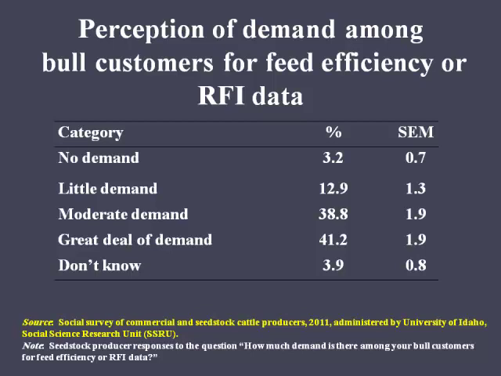You can see that this pattern is sort of reflective of the previous slide, and we're seeing that there is a perception of demand now for feed efficiency data and evaluation of bulls. Moderate to a great deal of demand is by far the majority of the responses. So people in the industry seem to be seeing the value of this, and probably $7 corn has a little bit to do with it. So maybe this research was timely.